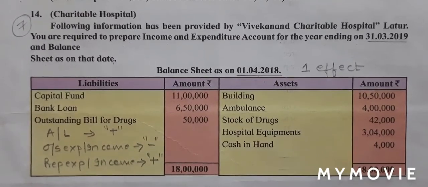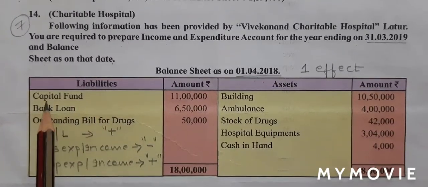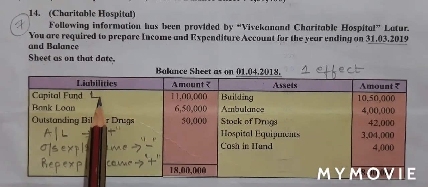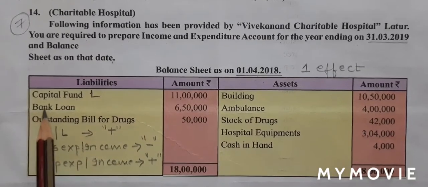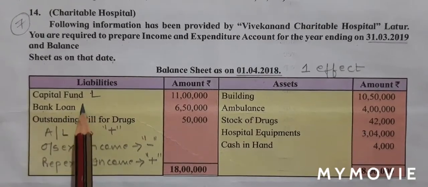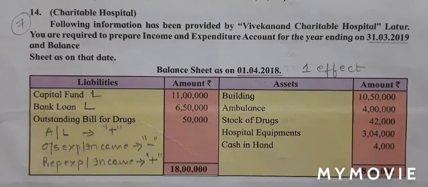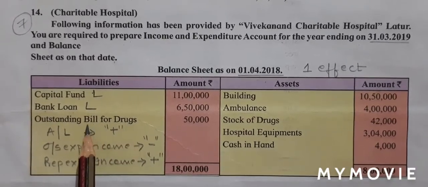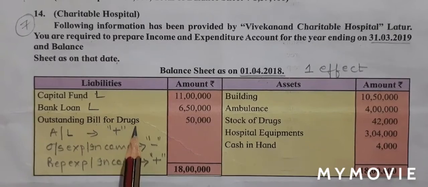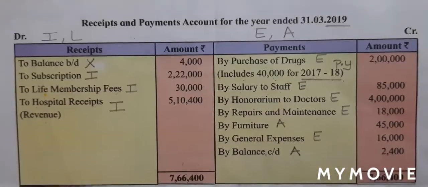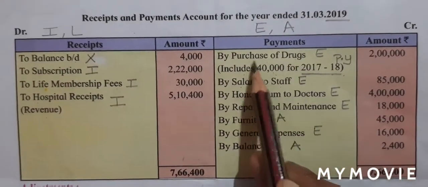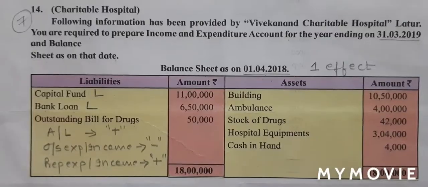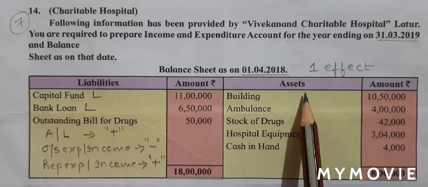Let's begin from the liability side. Capital fund. This is my opening capital, which will be written on the liability side. Bank loan, again on our liability side. Outstanding bill for drugs. I have to check if I have bill for drugs. So on the payment side, I have drugs. So I'll mark a star. We will now move on to the asset side.